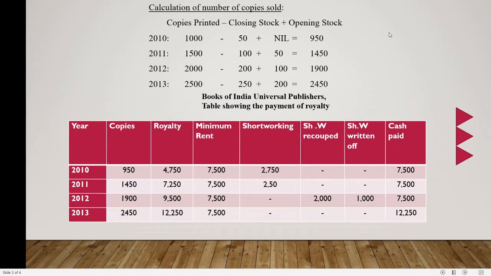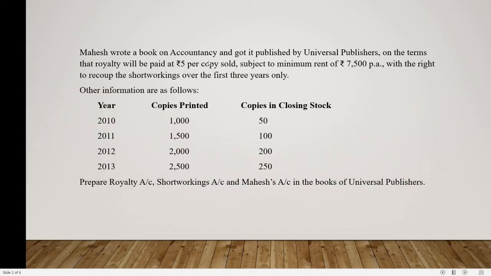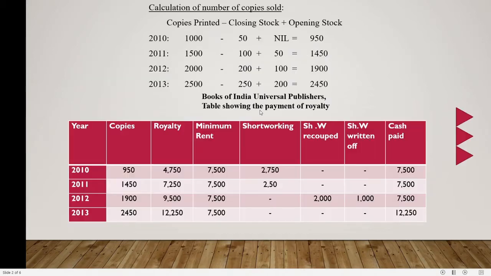So we have to calculate the number of copies sold because royalty is based on number of copies sold. Royalty will be paid at 5 per copy sold. So number of copies sold is equal to copies printed minus closing stock plus opening stock. In the year 2010, copies printed 1000, closing stock 50, opening stock nil. So copies sold 950.